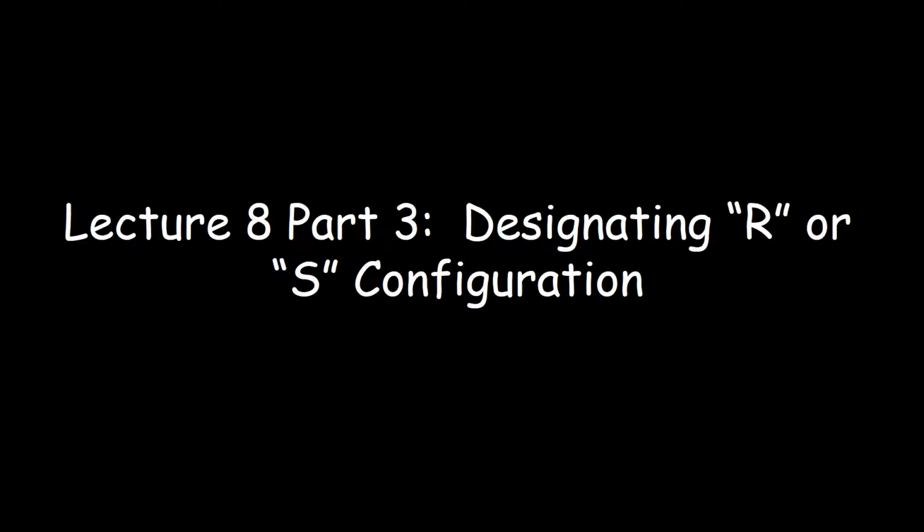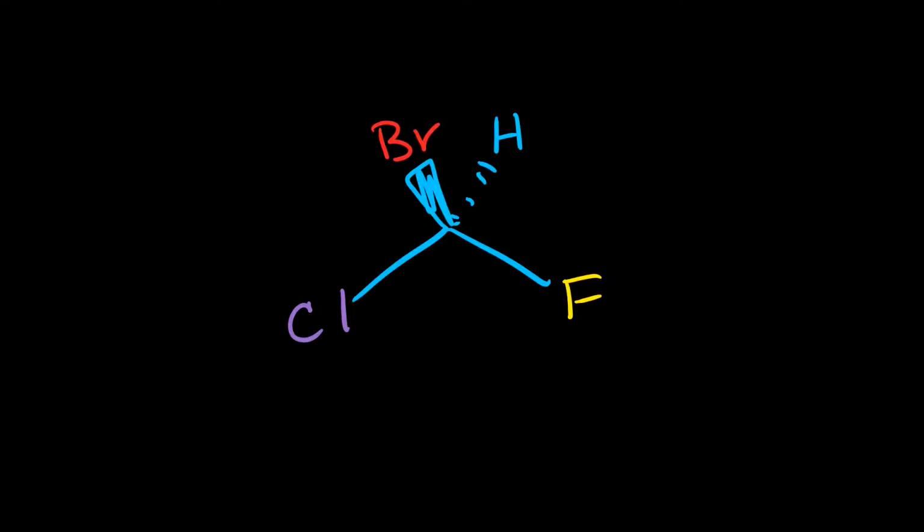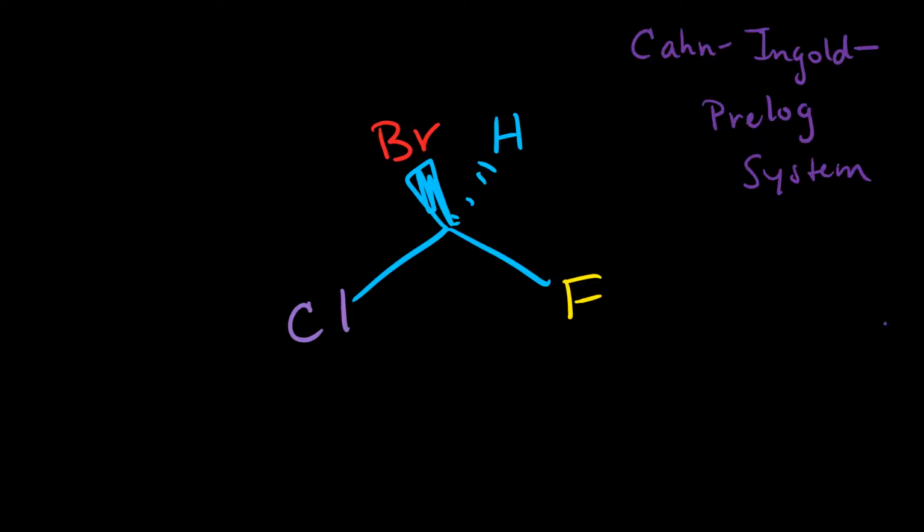We now need to learn how to differentiate one enantiomer from another in terms of its name. Let's start with this chiral carbon. What we're going to use is called the Cahn-Ingold-Prelog system. And this is going to be a way that we designate what's called the configuration of the carbon. And the configuration can be either what's called R or S in nature.